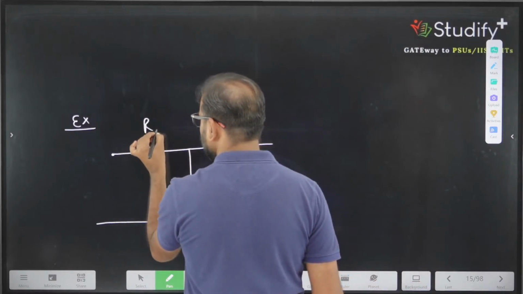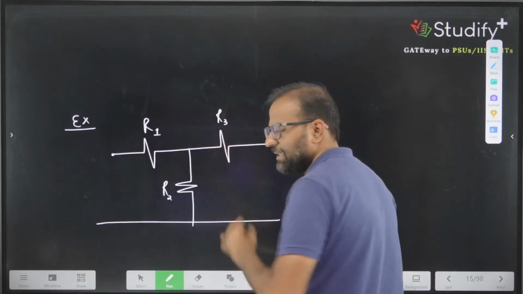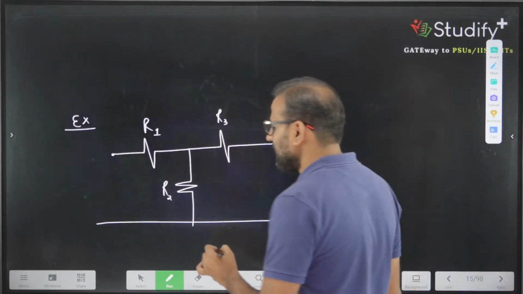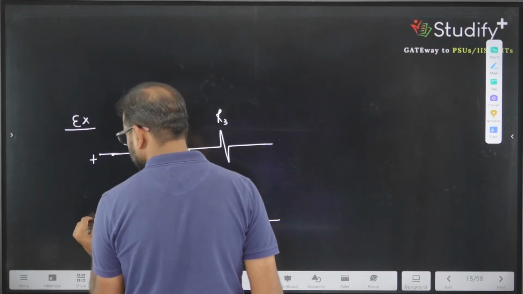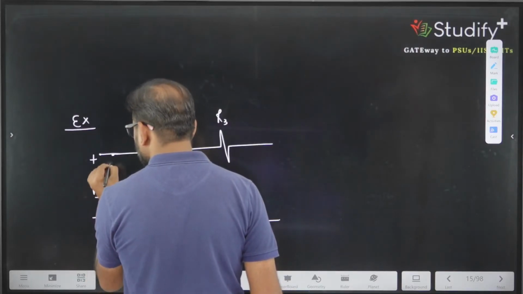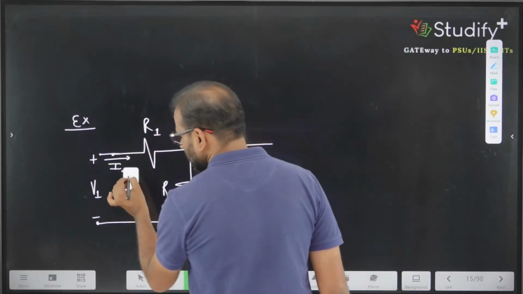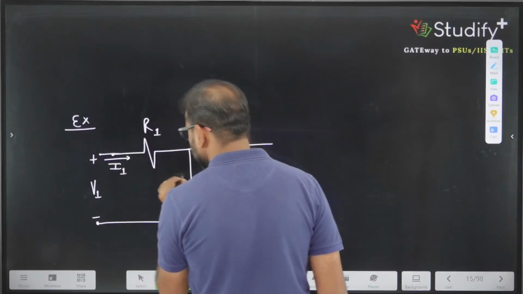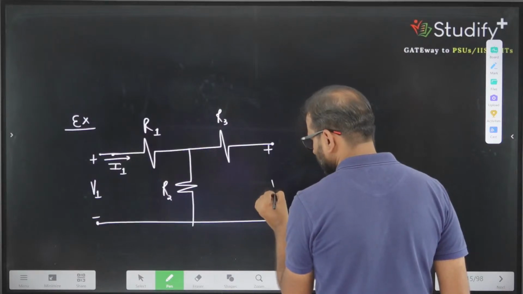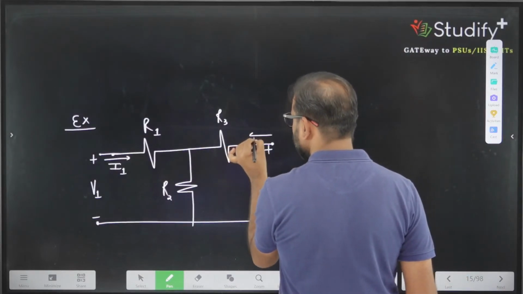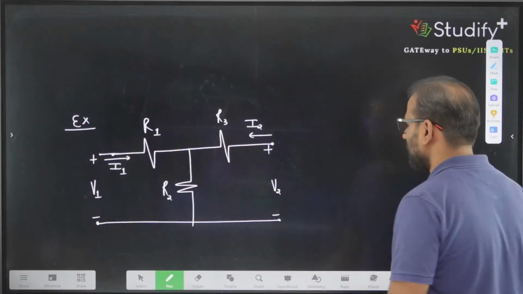This is R1, this is R2, this is R3. Correct? For this star network, suppose I am interested in the Z parameters. So the Z parameters you can write directly. This is V1 and you don't have to remember it, you can write it by logic. V1, this is I1, this value is V2, this value is I2. I am saying that I am interested in writing the 2-port parameters for this network.